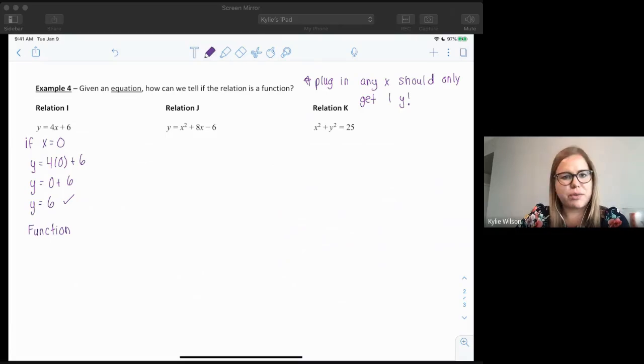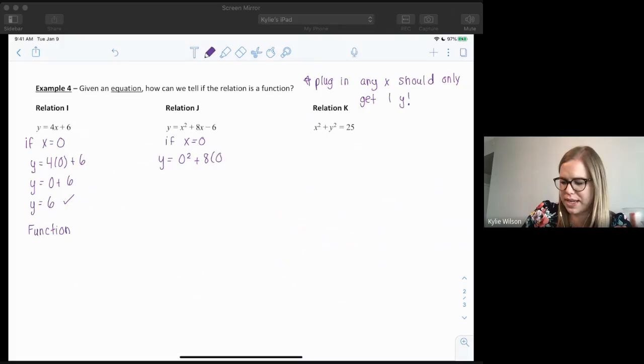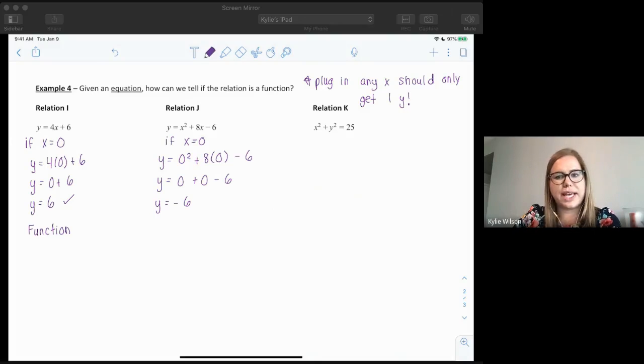Okay, so let's try relation J. So you can sub in whatever you want for x. I'm just going to sub in 0 again to make my math easier. So instead of writing an x, I'm just going to write the 0. And then we just simplify using BEDMAS. So 0 plus 0 minus 6. So then I get y equals -6. So again, because I only got one y value, that means that this is a function.